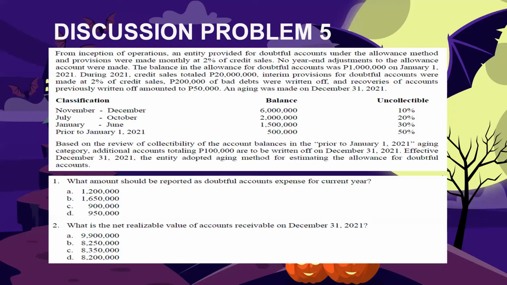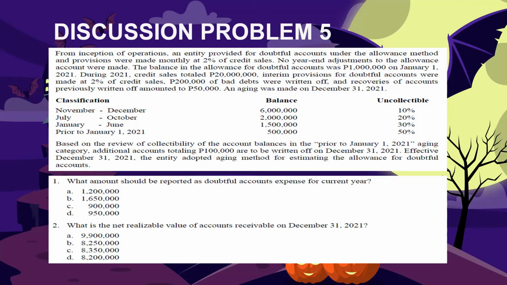Okay, so let's go now to discussion of problem number 5. So the requirements are, number one, what amount should be reported as doubtful account expense for the current year? And number two, what is the net realizable value of accounts receivable on December 31, 2021? From inception of operations, an entity provided for doubtful accounts under the allowance method, and provisions were made monthly at 2% of credit sales. No year-end adjustment to the allowance account was made.